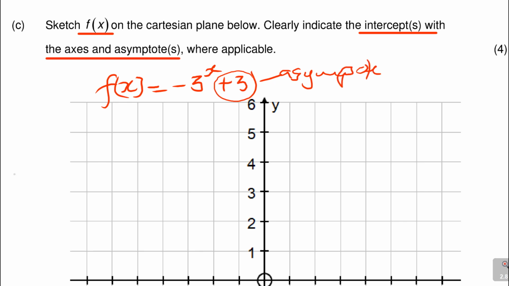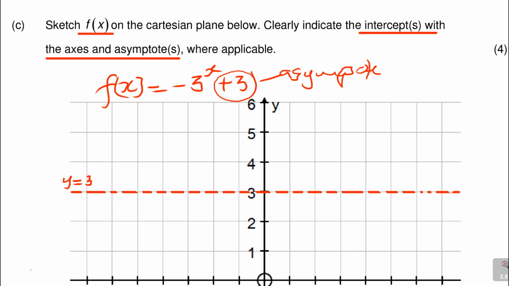Okay, so we start by plotting that. Then that's our asymptote, and I will do it like this to have a broken line. So that is my asymptote there. Are you with me? So what is the asymptote here? It's simple. Y is equal to 3. That's the asymptote there.